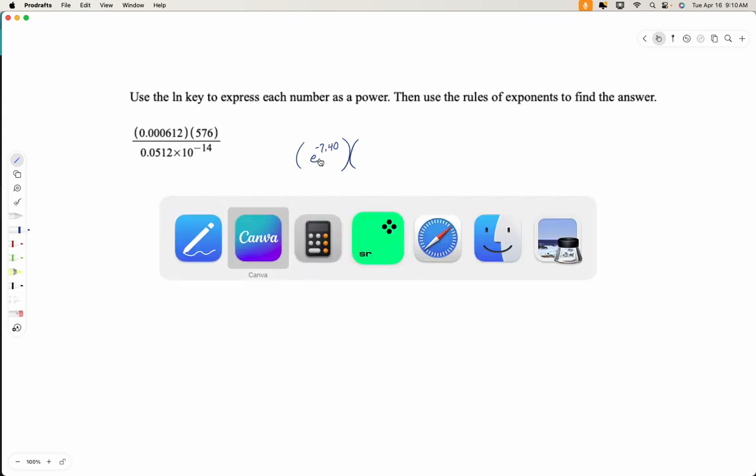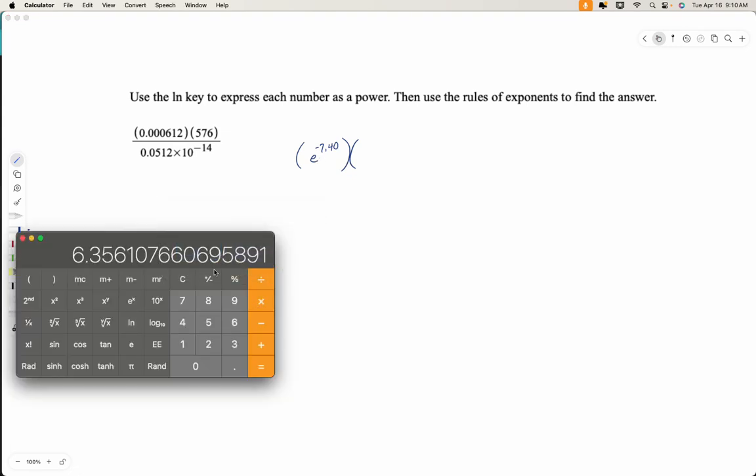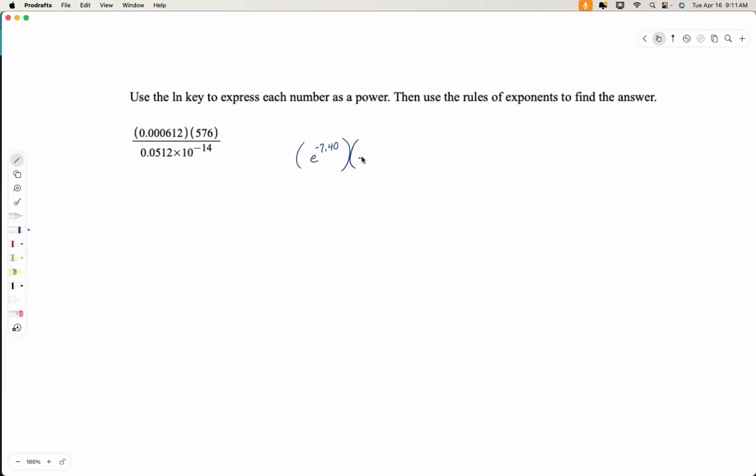Now let me get my calculator. So that would be E. We're going to round this to 36 because that would round that up. So it'd be E to 6.36. All right, so we see we have that. Now we're going to do the bottom the same way.